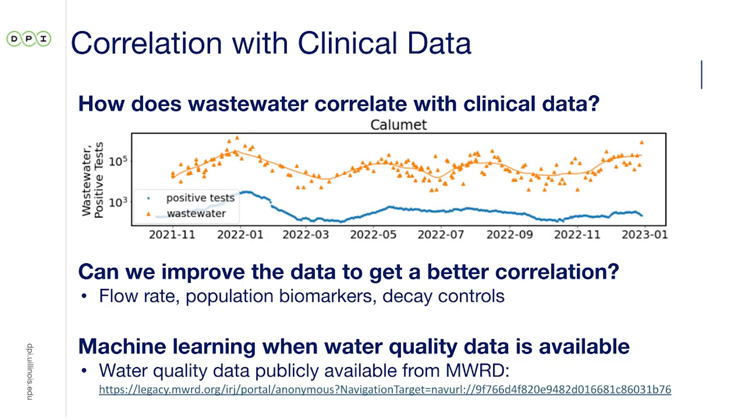Something else that we've been working on is some machine learning with water quality data. This is data that's also available publicly for MWRD, the Metropolitan Water Reclamation District in Chicago.